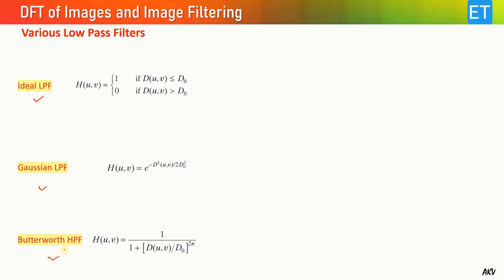And now let's see various types of low pass filters. We have three main low pass filters: ideal, Gaussian, and Butterworth. And these are their mathematical expressions, I mean how their frequency response H(u,v) is computed like this. Here D(u,v) is the distance of your current pixel location, and D naught is a given value. That will decide the size of the filter.